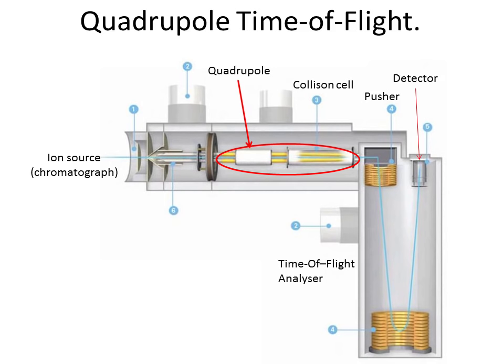The ions fly down to a reflector and are reflected back to the detector. Thus, we can scan a mass range and get high-resolution data.